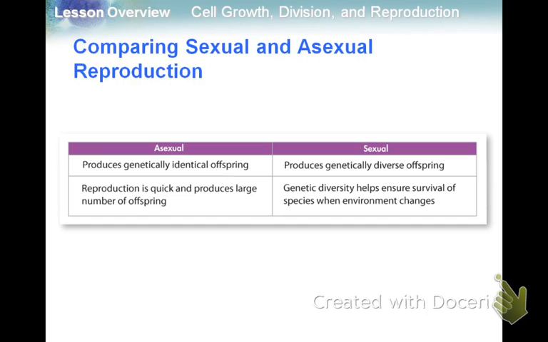So if we compare these two, asexual reproduction produces genetically identical offspring. It's a quick process, and it produces a large number of offspring. Sexual reproduction produces genetically diverse offspring. And the really, really important thing, like I just said, that diversity helps ensure the survival of the species when the environment changes. If you have multiple members of a species that can adapt to multiple different conditions, that's going to increase chance for survival if you get a change in the environment.